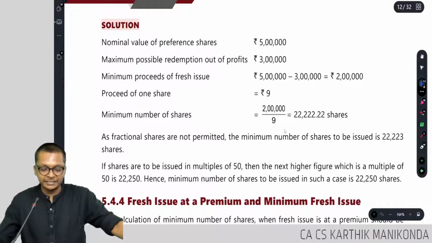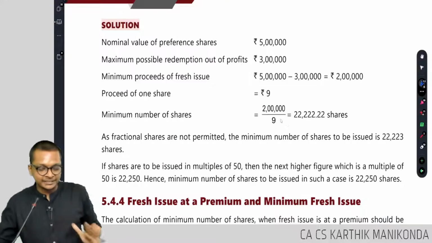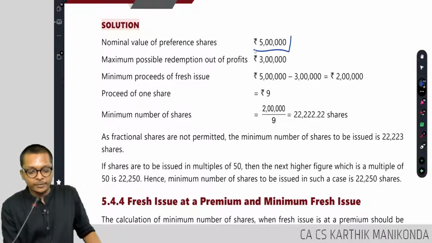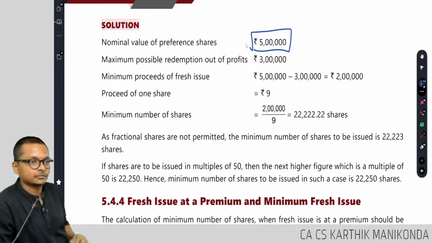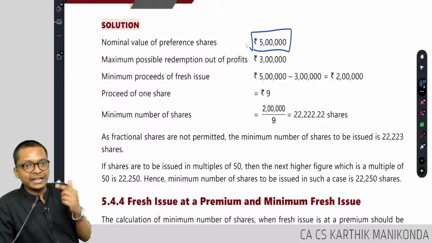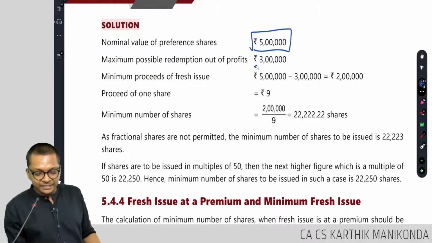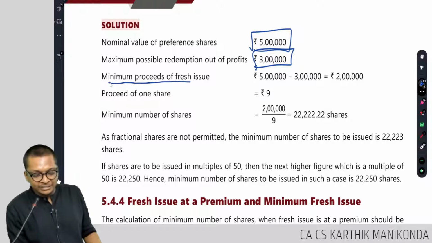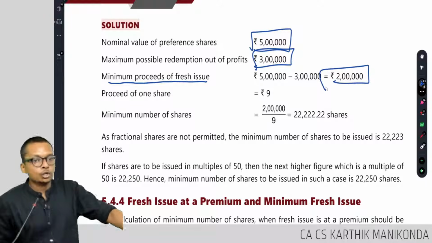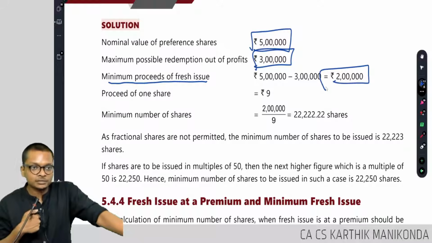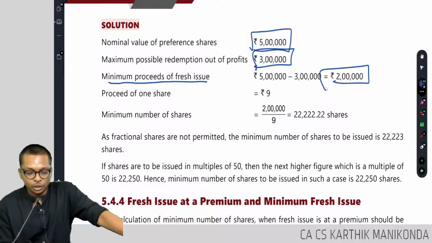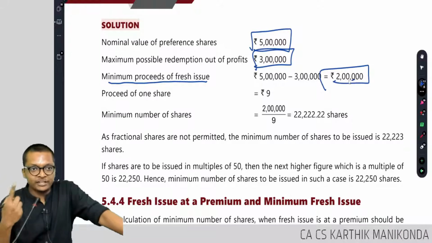So, follow, guys. Look at this. We almost finished the sum. Amount of preference shares to be redeemed is 5 lakhs. I told you, for transferring to CRR, I have only 3 lakhs. That means if 3 lakhs is there, then minimum proceed should be at least 2 lakhs. That you already found out, correct? When I explained itself, you understood. So if 2 lakhs is what I have to make fresh issue, 2 lakhs divided by 9 is how much?